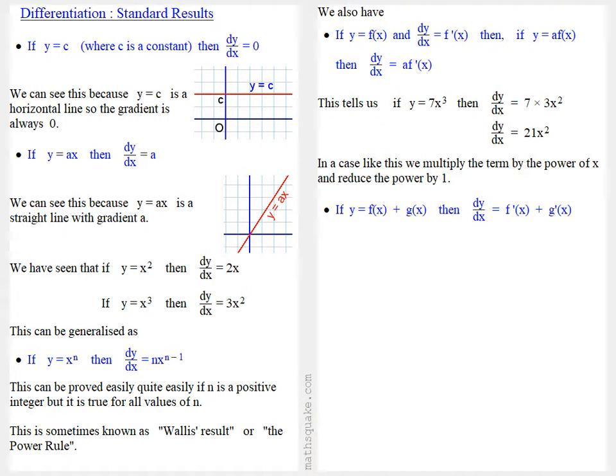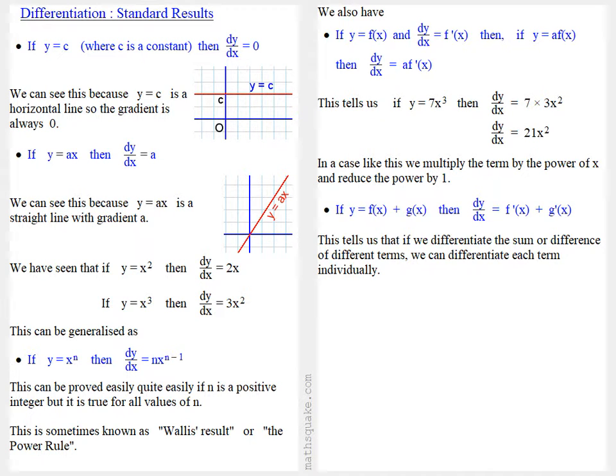Also, if y is the sum of two functions, then to differentiate it, we just differentiate each term independently. So, if y is equal to f of x plus g of x, then the differential dy by dx is f differentiated plus g differentiated. This tells us that if we differentiate the sum or difference of different terms, we can differentiate each term individually. Note that if there are brackets in an expression, these should be expanded first before attempting to differentiate it.